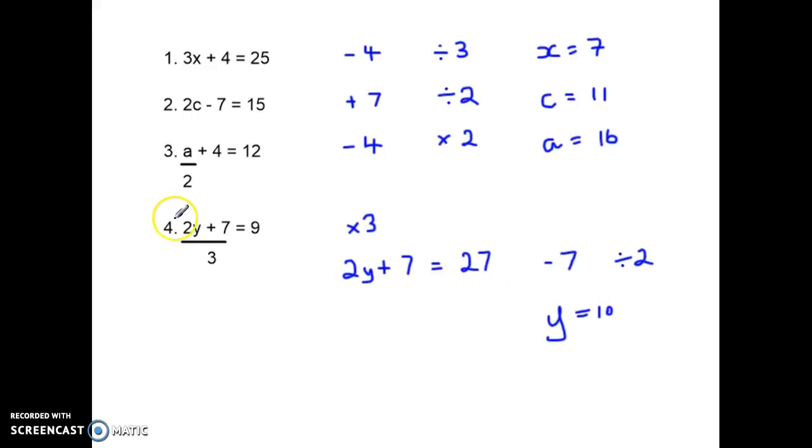Let's put it to the test. 2 times 10 is 20. 20 plus 7 is 27. 27 divided by 3 is 9. So there we have some 2 and finally a 3-step equation being solved.